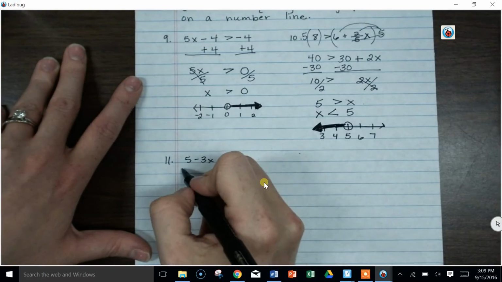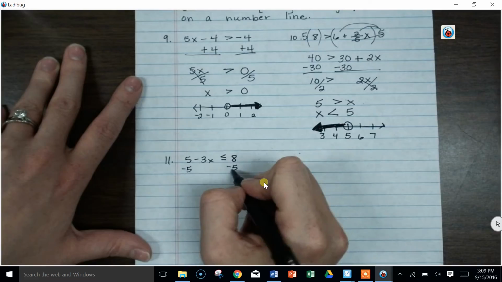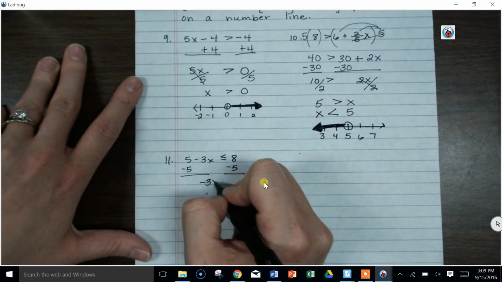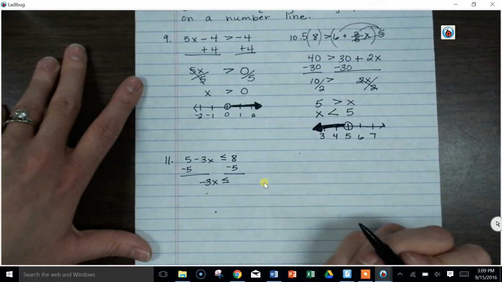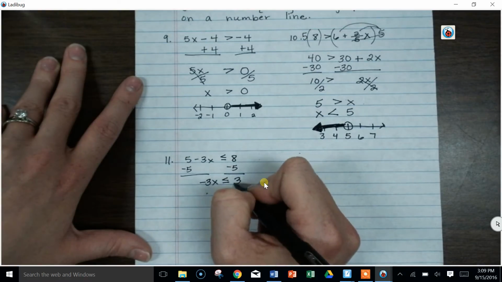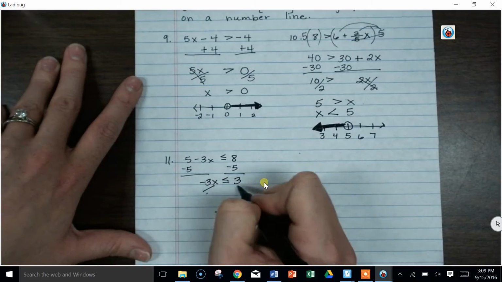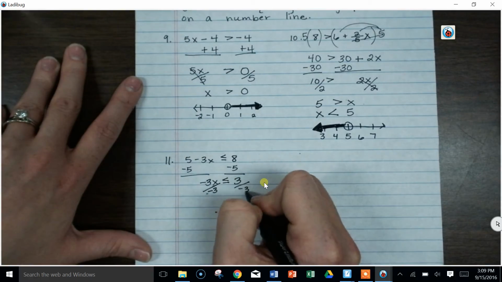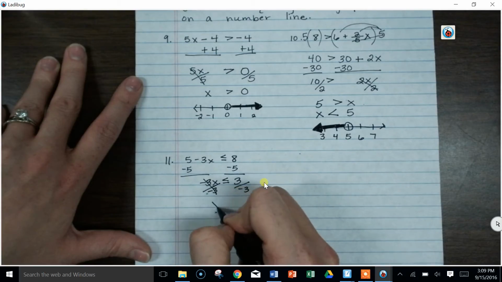I'm going to start by subtracting 5 from both sides. 5 minus 5 is 0. Bring down the negative 3x. Keep the inequality. 8 minus 5 is 3. Now I'm going to divide both sides by the number in front of x, meaning I'm going to divide both sides by negative 3. That's 1x.